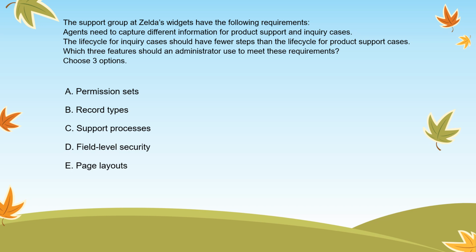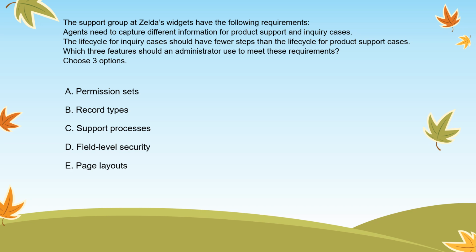Choose three options. A, permission sets. B, record types. C, support process. D, field level security. E, page layouts. So let's think about this when we need to pick three. So A, permission sets do not specify the page layout assignments.